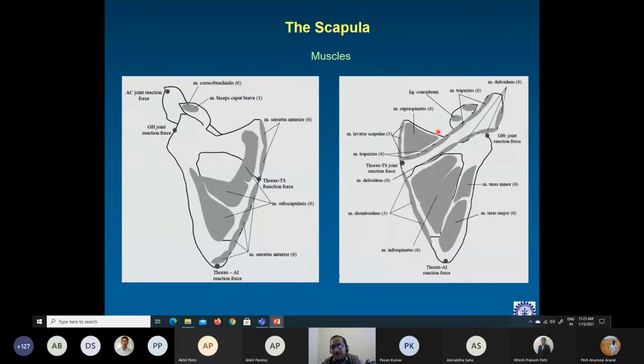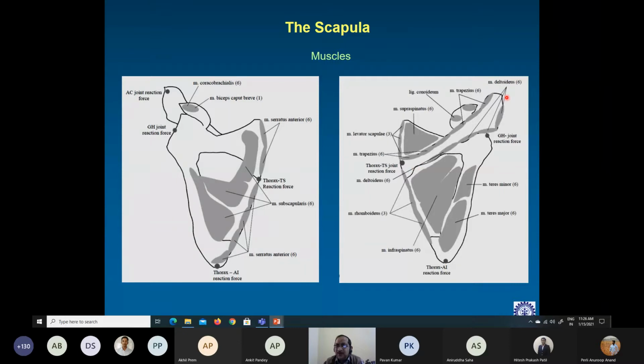Okay. If I move to the other side of this scapula, on the posterior side, you can see more muscle attachment sites. You can, of course, see the glenohumeral reaction forces on the right. You have the thorax TS, the trigonum spinae reaction force, and the thorax AI, because the scapula is being pressed on the thoracic cage. Now, from the back side, you have the major muscles which are responsible largely for movements.